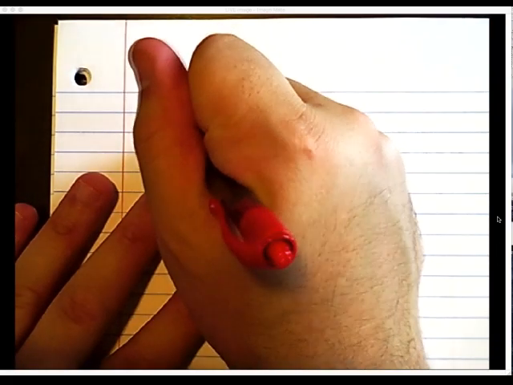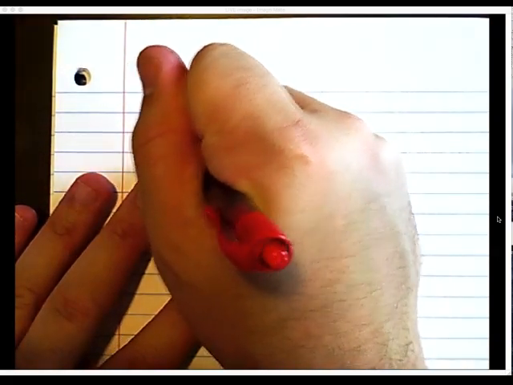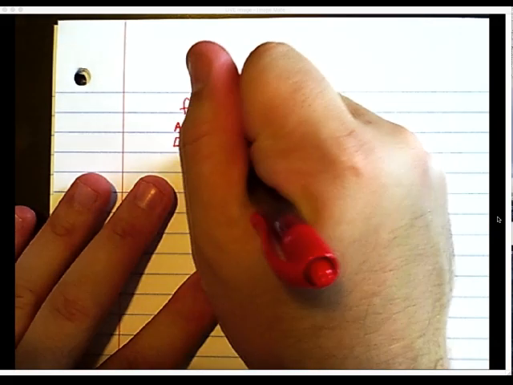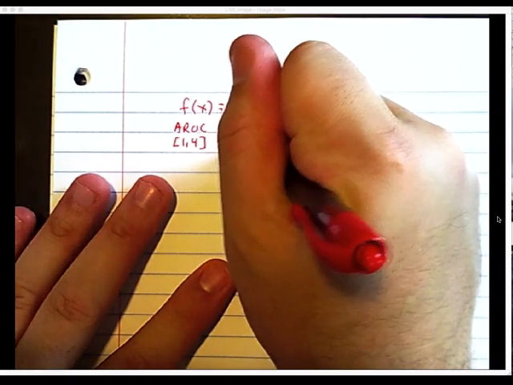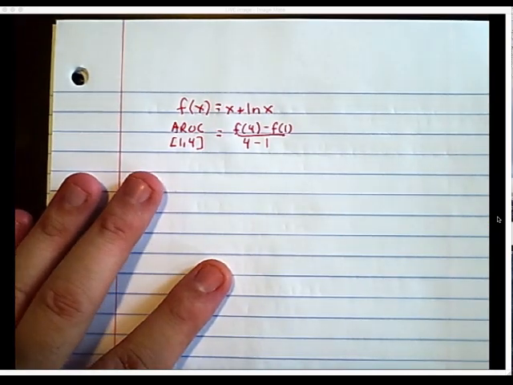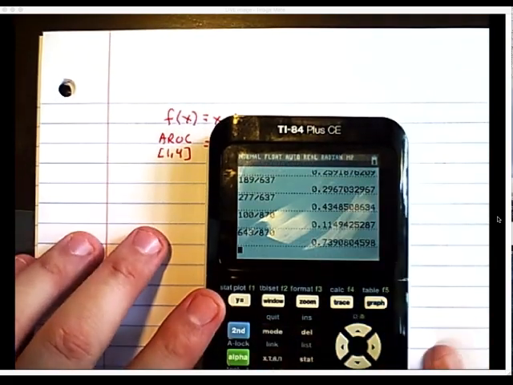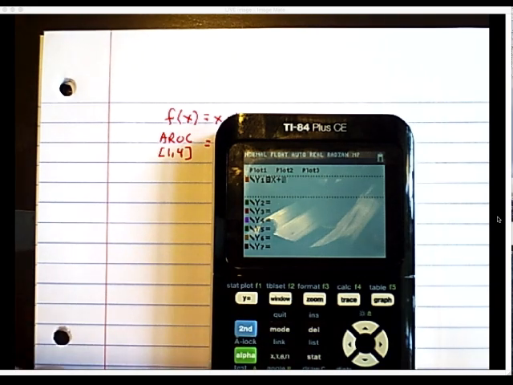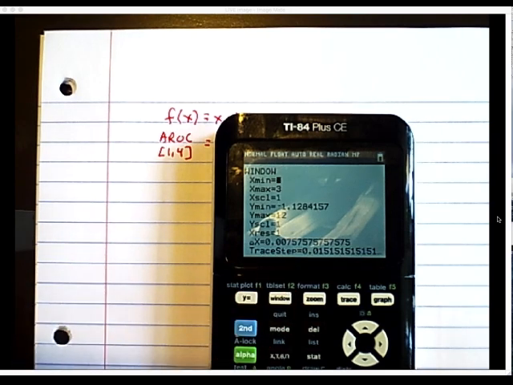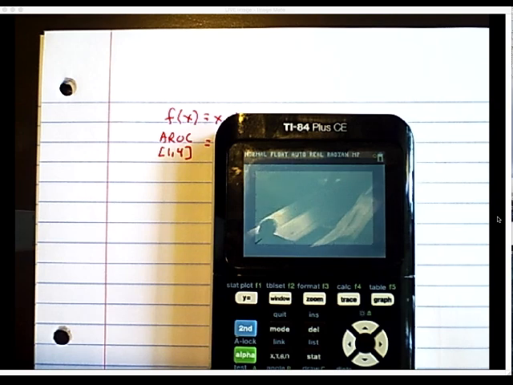Let's first find the average rate of change over 1 to 4. So that would be f of 4 minus f of 1 over 4 minus 1. Now this is a calculator question, so I'm going to put this into y1, x plus natural log of x. If I wanted to graph it, I care about it from 1 to 4, and then I can do a zoom fit. So there we go.